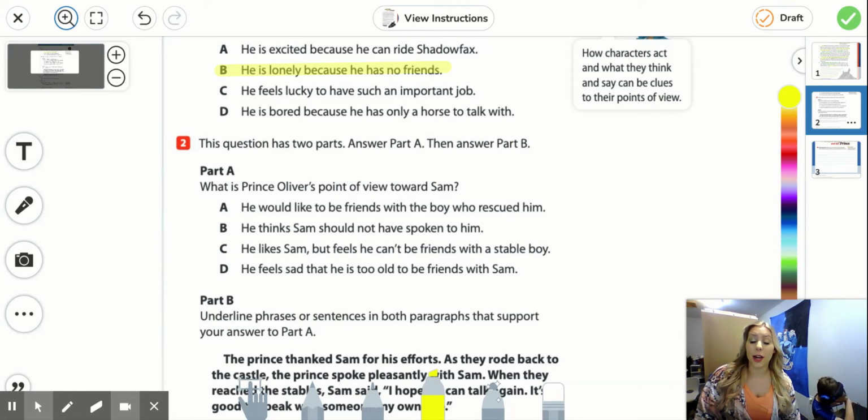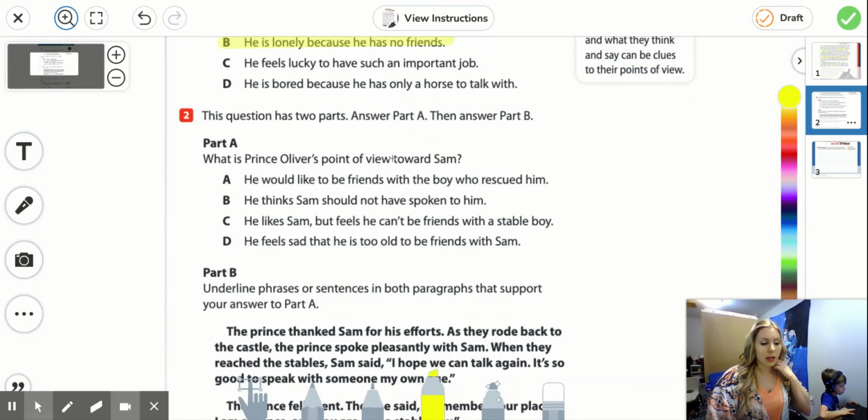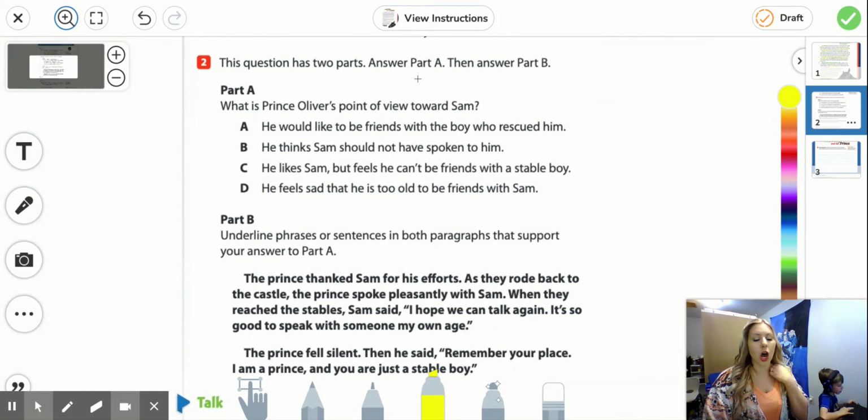Question 2 is 2 parts. Remember these part A, part B questions? They have to go together like peanut butter and jelly, not peanut butter and bologna. We have to make sure these 2 pieces match together just right. The first part says, what is Prince Oliver's point of view towards Sam? We really hear this part towards the end, right?